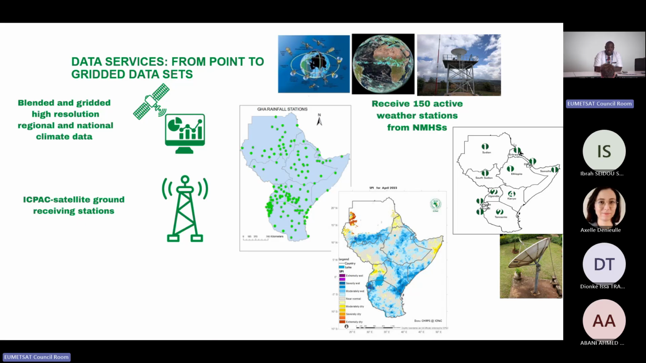forecasting products. In addition, through collaborations with institutions such as EUMETSAT, we have been supporting the national institutions to access satellite data for weather forecasting. So we basically support the institutions in operating satellite receiving stations across the region.